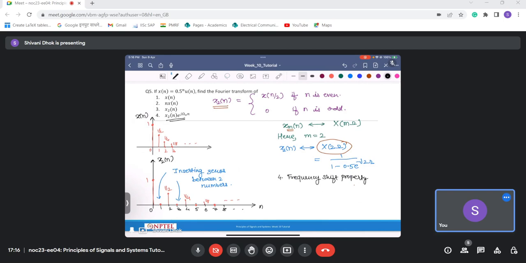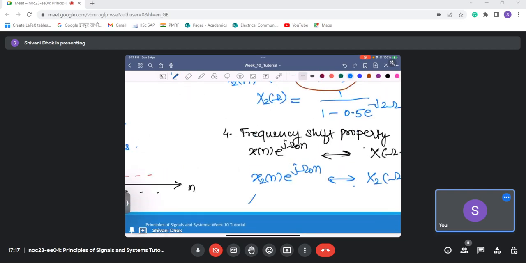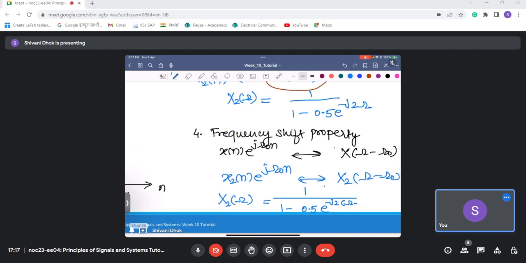For the fourth one, we need to use the frequency shift property, which means that if I have x of n multiplied by e power j omega naught n, then this will have its Fourier transform as x of omega minus omega naught. Here x2 of n is getting multiplied by e power j omega naught n. So x2 of n e power j omega naught n will have Fourier transform as x2 of omega minus omega naught, and we know that this is our x2 of omega which we have solved. So this will be equal to 1 upon 1 minus 0.5 e power minus j2 omega minus omega naught. Okay, so let me write it properly.